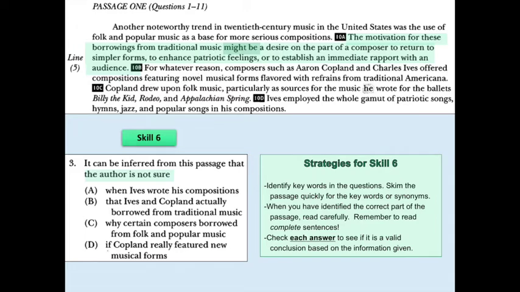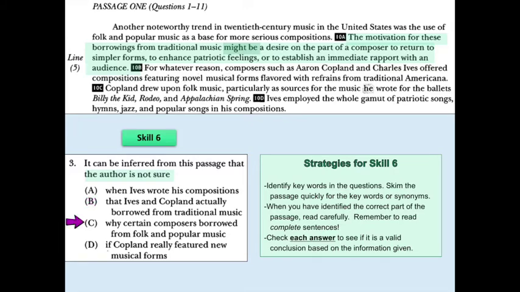Now let's check each answer. A, the author is not sure when Ives wrote his compositions? No, that is not in this sentence at all. B, the author is not sure that Ives and Copland actually borrowed from traditional music? No, that is certain, and it's in the first sentence. It's not over here by the words "might be."